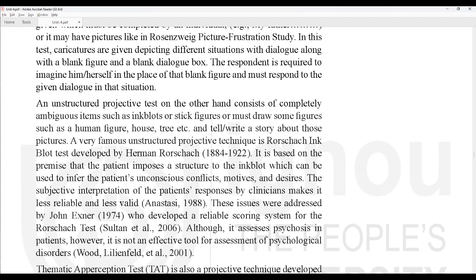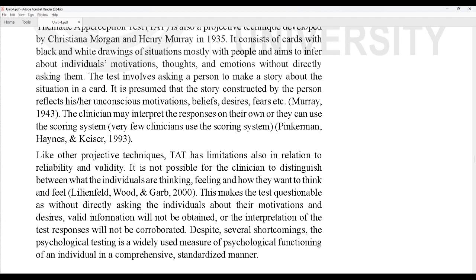The Thematic Apperception Test, TAT, is also a projective technique developed by Christiana Morgan and Henry Murray in 1935. It consists of cards with black and white drawings of situations mostly with people and aims to infer about individuals' motivations, thoughts, and emotions without directly asking them. The test involves asking a person to make a story about the situation in a card. It is presumed that the story constructed by the person reflects his/her unconscious motivations, beliefs, desires, fears, etc.